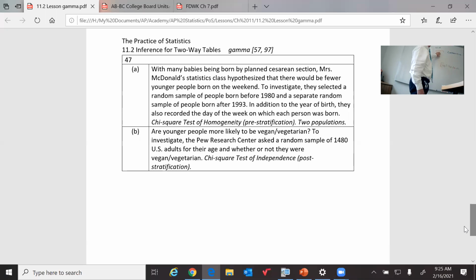Homogeneity, 2 populations. Vegans and vegetarians, it was 1 population, and they categorized it after they collected the data. Okay? So pre and post stratification is what that's trying to communicate to you.